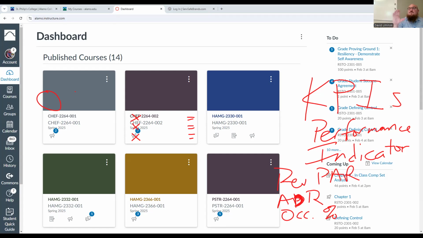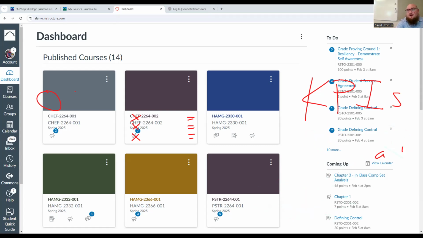Occupancy percentage. Now we have pretty much all the information we need. What is the formula for occupancy percentage? Anybody remember? Yep, the rooms sold divided by the rooms available at the property.